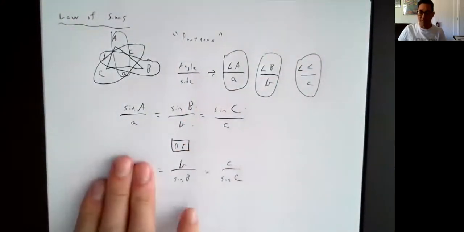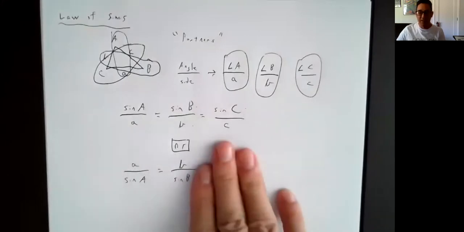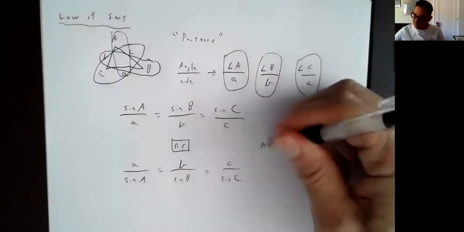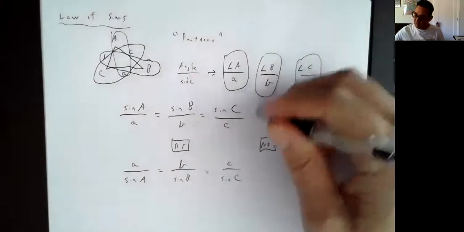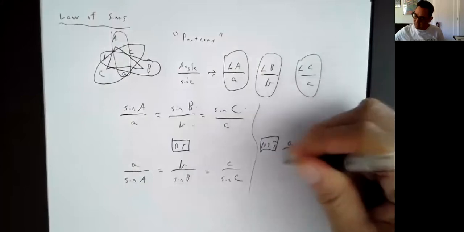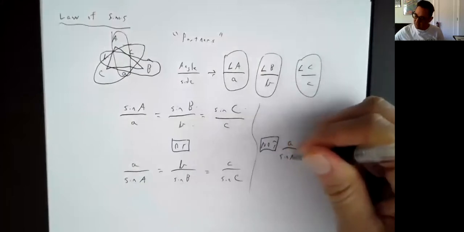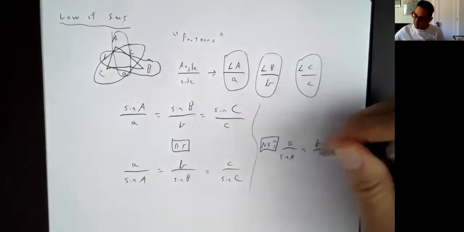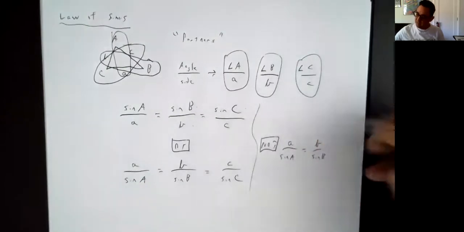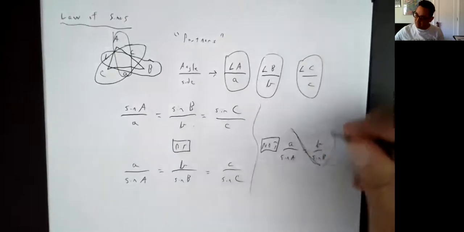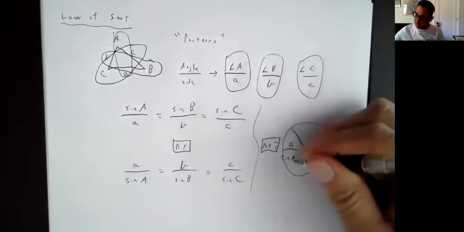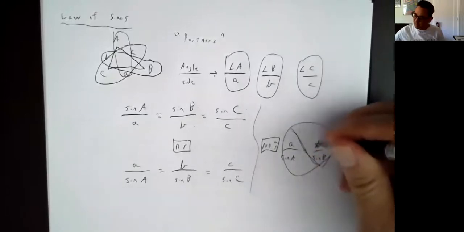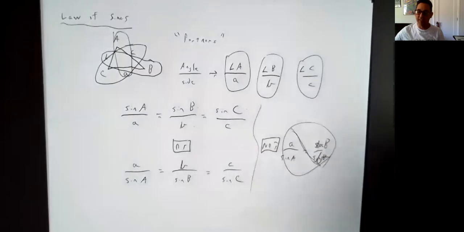And you could take just those two and set them equal, or just those two, or those two. Now what you can't do is mix them up, okay? You cannot do this. You cannot say side A over sine A equals B over sine of B. That does not work. I'm sorry, I did that incorrectly. That one is actually true.